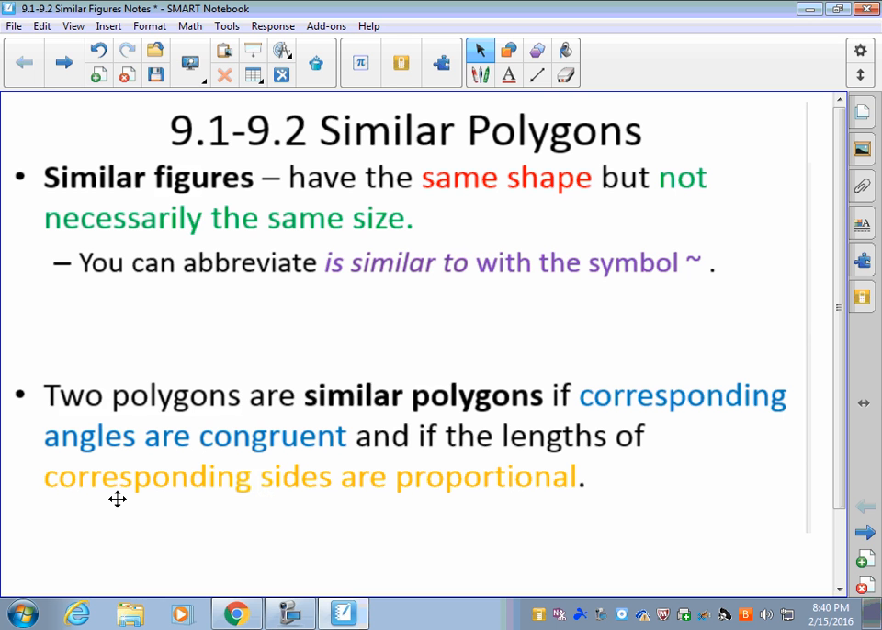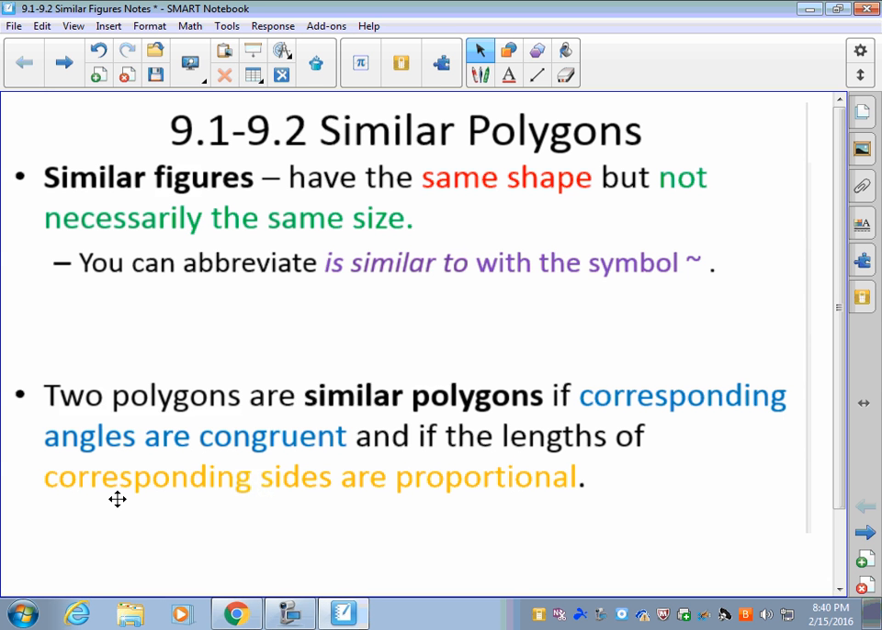But for 9.1, 9.2, similar polygons, you need to know the definition. We talked about this with dilation. Same shape, but not necessarily the same size. I put things in different colors to emphasize the key information, so you can personalize your notes. I'm going to start giving credit for that for this unit. Highlight, color code, whatever you want to do, but you need to have the definition for similar figures, and you need to have the properties to prove similar polygons.